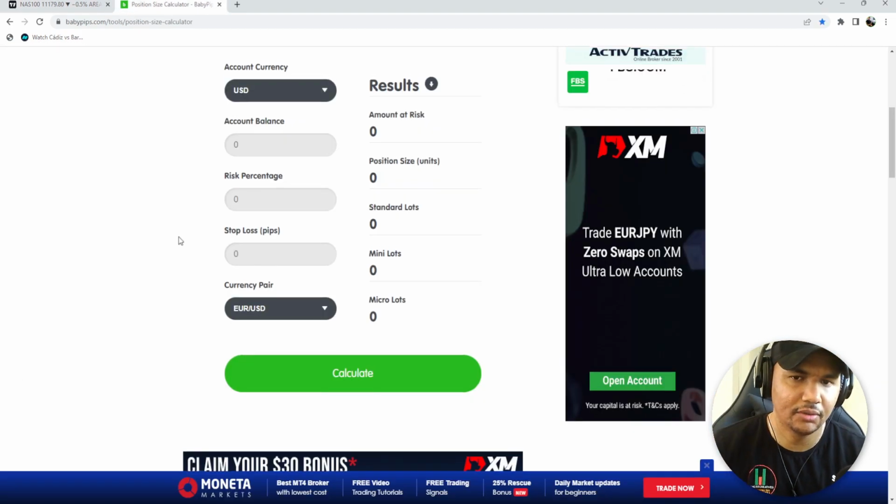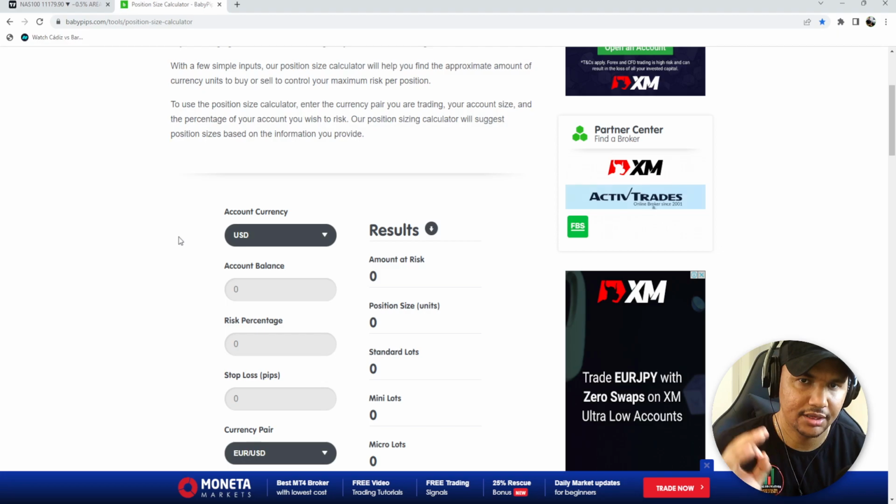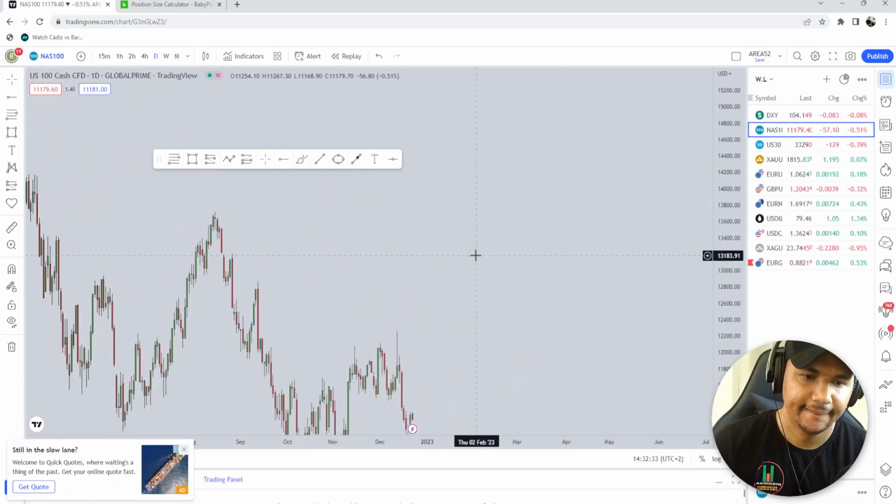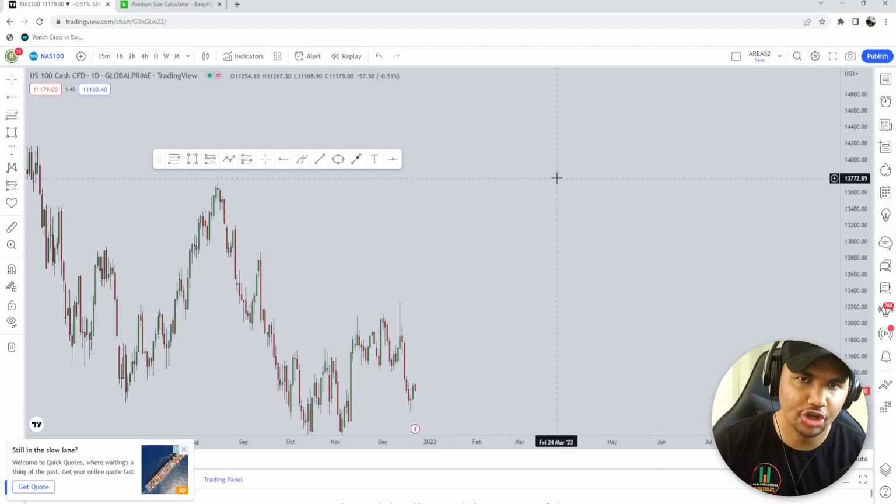Next up, we're going to talk about risk management. Why is risk management important? First of all, because why? If you don't know where your money is going, how do you know what is at stake for you?